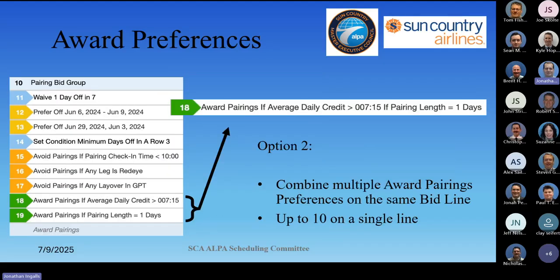The other thing we recommend is combining commands onto a single award preference. If you read line 18 on the stack over there, the system first does that wave. It gives us this prefer off date range. It says we're going to work a maximum of 3 days in a row. It removes the check-in times after or before 10, removes the red eyes, removes all the Gulfport layovers. And then line 18, it immediately goes, give me anything with an average daily credit of 715. Well, if your average daily credit is 715 or greater on a 2 or 3 day trip, it's going to give that to you because you've asked for anything with an average daily credit of 715.